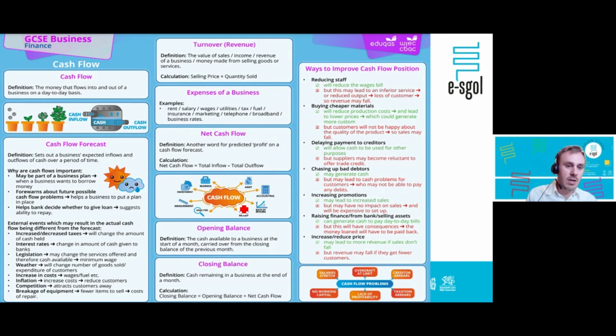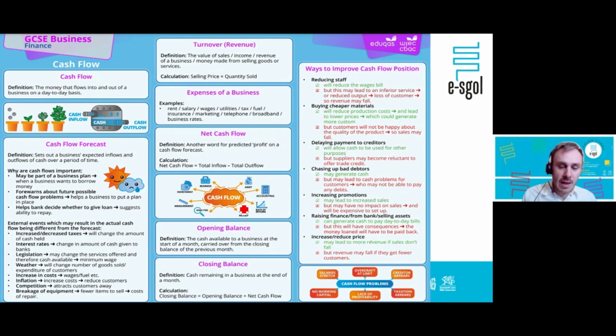An advantage is it gives you an indication of closing balance, profit, net cash flow. However, it's based on predictions and could have been produced by somebody who's unskilled. What does this mean for the business? Impact. Again, going back to that TED, tell me something that's happened, explain it, tell me about the impact of it. And you've got the ways to improve it on that right hand side.